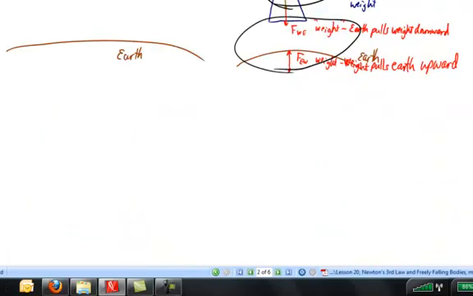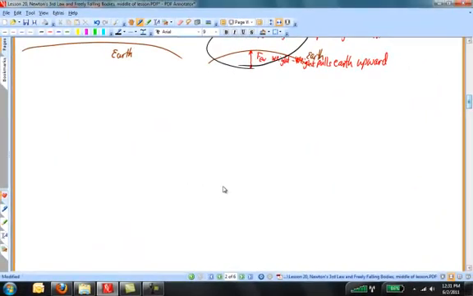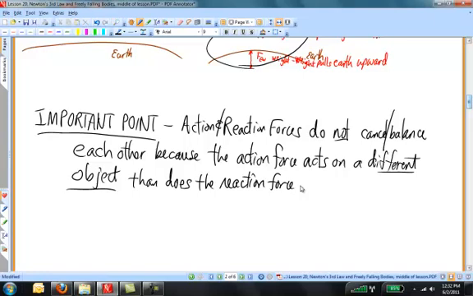Once again, I'd like to write down an important point. Action and reaction forces do not cancel or balance each other out because the forces act on different objects. The action force may balance some other force that's acting on the object, but the action force cannot balance the reaction force. They cannot cancel each other out because it's not acting on the same object that the reaction force is acting on. Young students frequently think that because these two forces are equal in magnitude and because they're opposite in direction, they must be able to cancel each other out. Many people will answer incorrectly test questions about that issue. I hope you're not one of them.